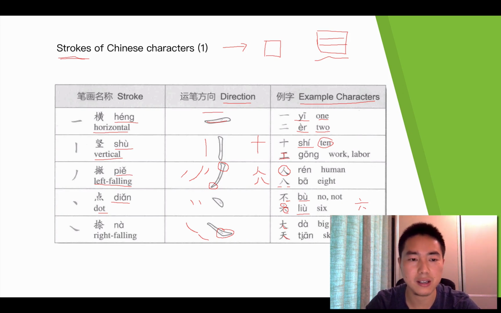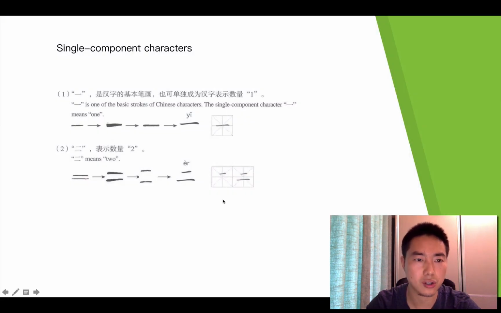Now we're going to look at some characters with these strokes too. The first character is 一, we just learned. 一 is one of the basic strokes of Chinese characters. The single component character 一 means 1, so it's just a horizontal, right? If you remember, it's called 横, that is 一. And the second one is 二. 二 here means 2. There are 2 horizontals. So it's just counted as 2 in Chinese.